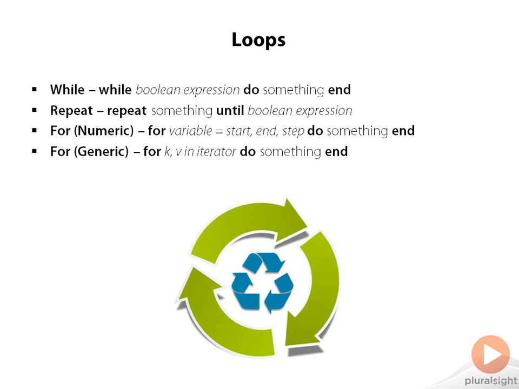Then we have the repeat loop, which is pretty much the same thing as a while loop except reversed. What comes after repeat and before until is repeated until a Boolean expression is false. This means that the body of the loop will execute at least once. This is very similar to a do-while loop in other programming languages.